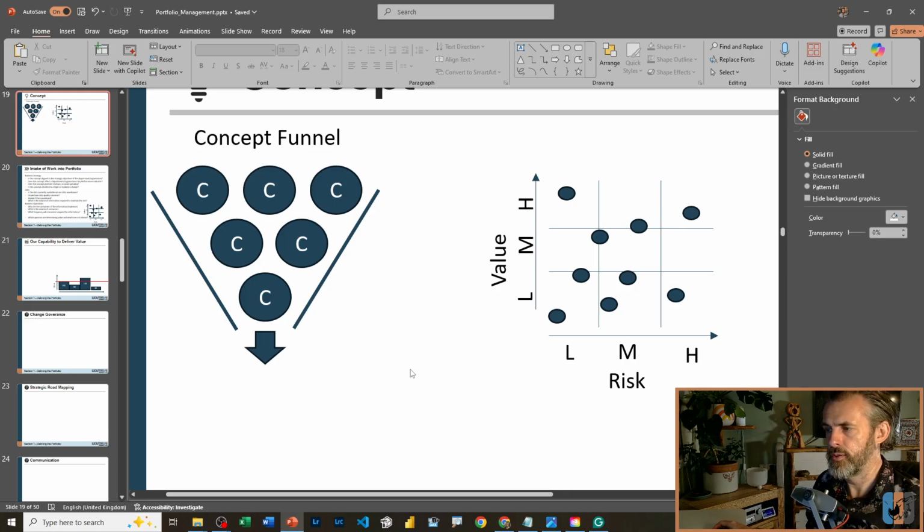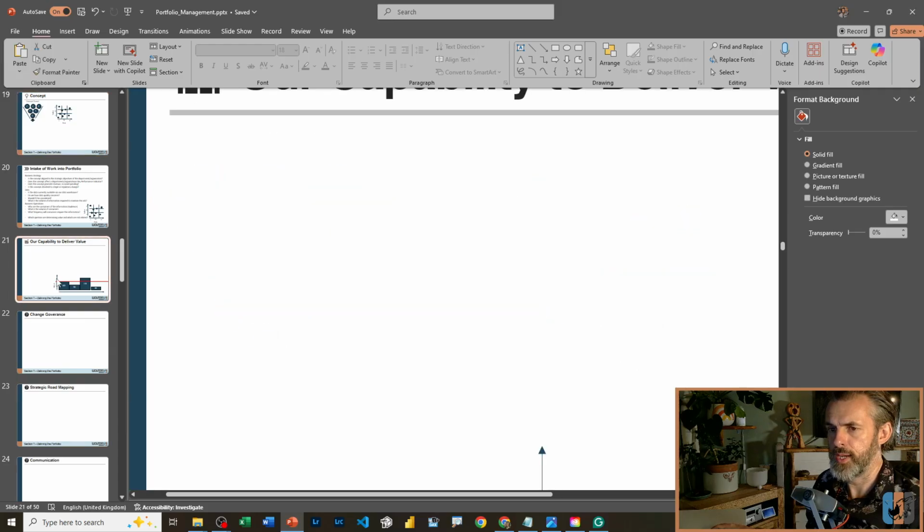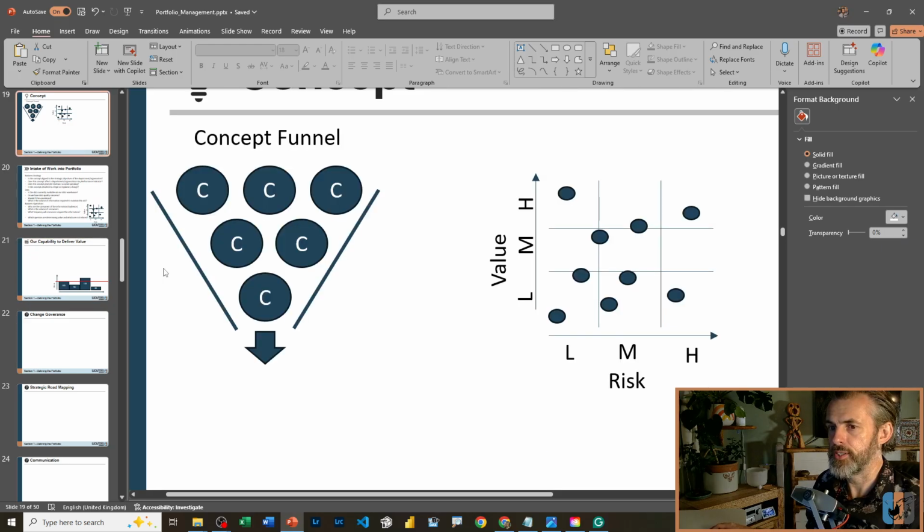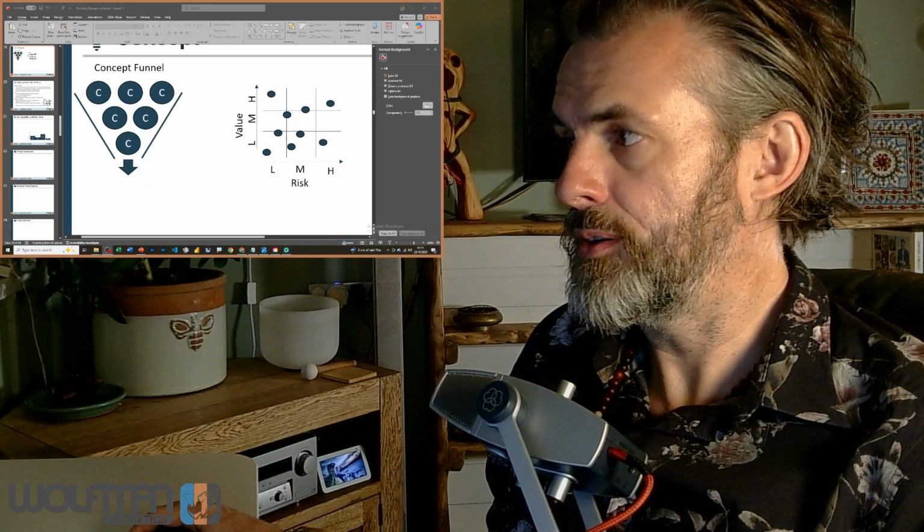Taking on work, the right work that adds the right amount of value. And then we can get onto resource planning. Once we know what work's coming in, we can understand how capable we are to actually deliver against that work. So yeah, let's leave it there.